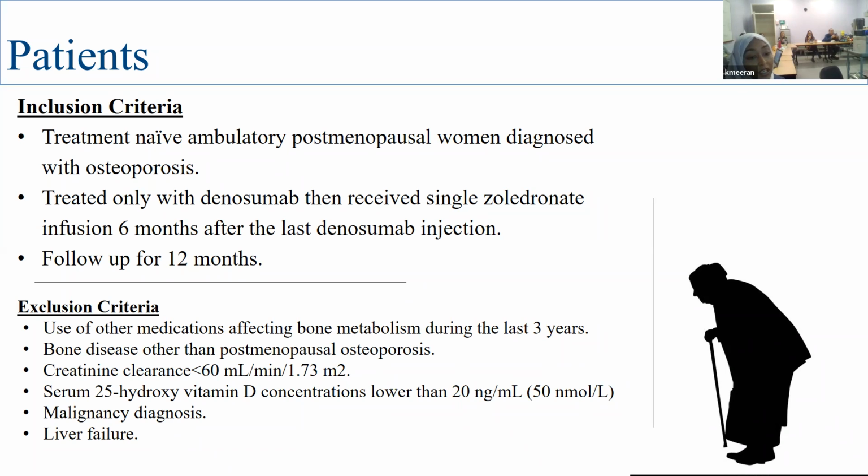They were excluded if they used any other medication affecting bone metabolism during the last years, namely glucocorticoids, if they had any bone disease other than postmenopausal osteoporosis, if they had low creatinine clearance, some renal impairment, or low vitamin D concentration. A malignancy diagnosis was an exclusion criterion, as well as the presence of liver failure.